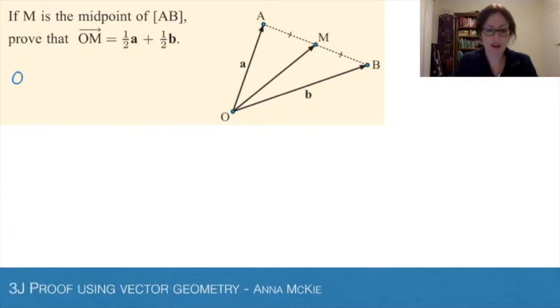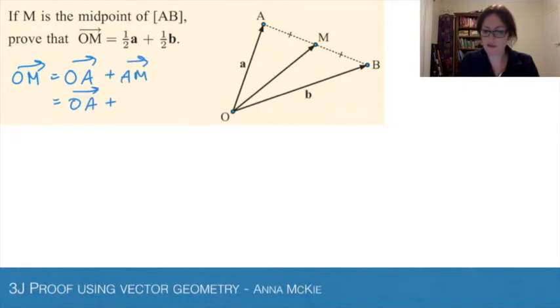We can say that vector OM is equal to, how else could you get from O to M if you can't go along there? You could go from O to A and then from A to M. Let's write that. Now, if we want to get from A to M, we actually want half of the length of AB. We can use that fact because it's told us in the question that M is the midpoint of AB, which means to go from A to M, it's half away along the whole length of AB. So we can write half of AB.